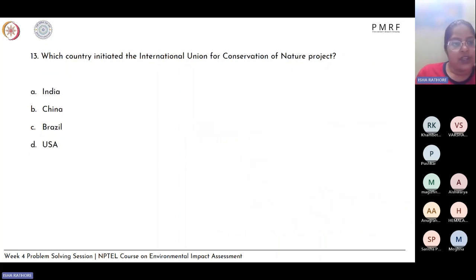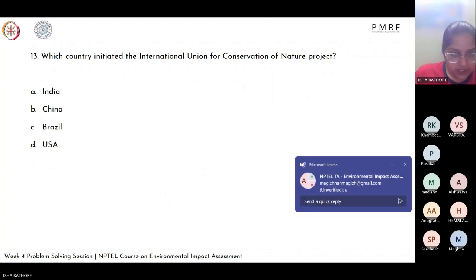Okay, moving on. Which country initiated the International Union for Conservation of Nature project? That is the IUCN. So is it A, India, B, China, C, Brazil, or D, USA? Okay, we have A, India. One answer. We have another answer A.